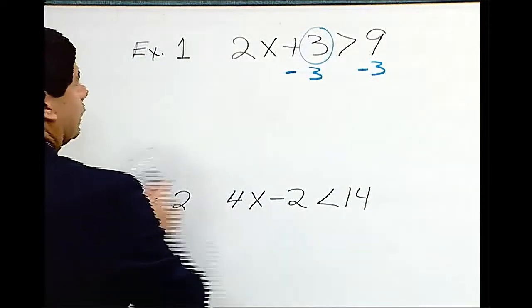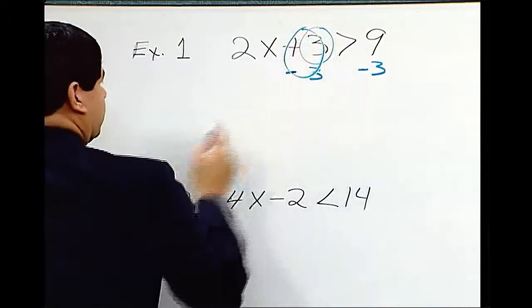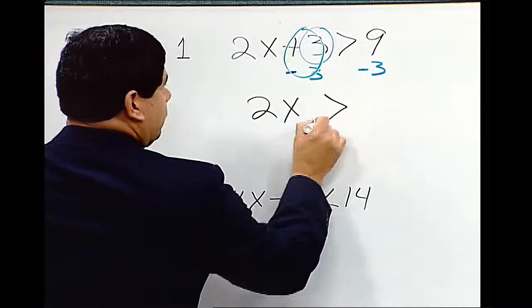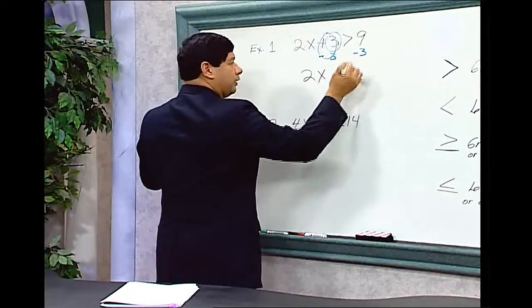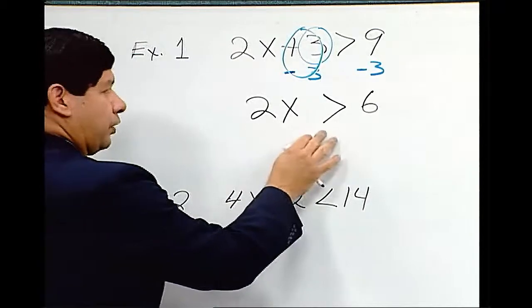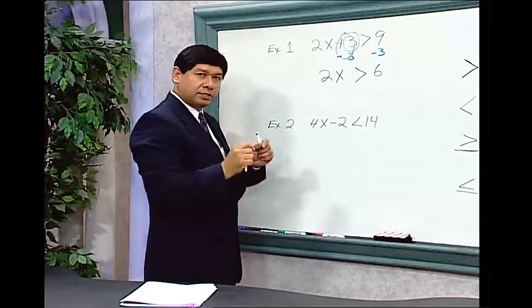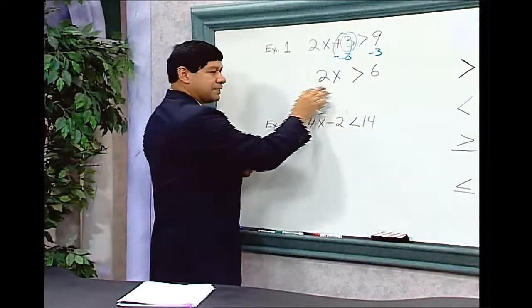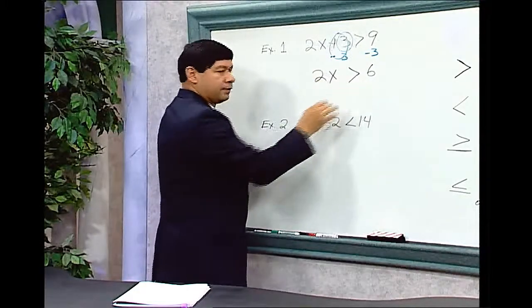So now we have positive 3, negative 3, they cancel. So we're left with 2x is greater than, we have a 9, and from that 9, we're subtracting 3, we have 6. Now we have 2x is greater than 6. Well, we want our variable to be by itself. We want to isolate our variable, which is x. Well, what this statement says is 2 times x is greater than 6.